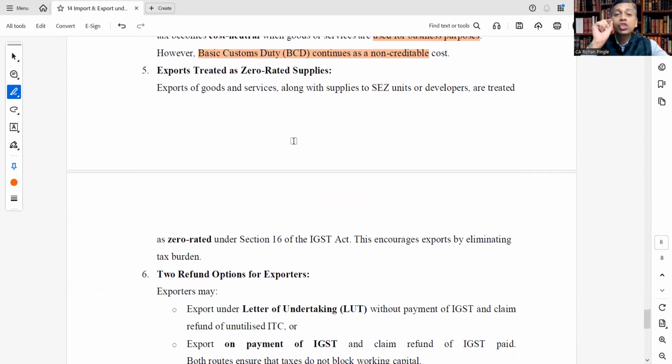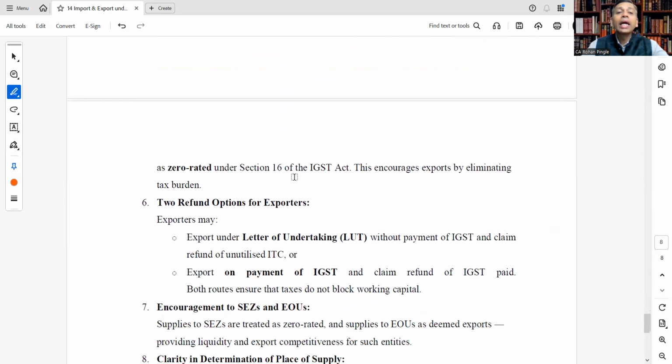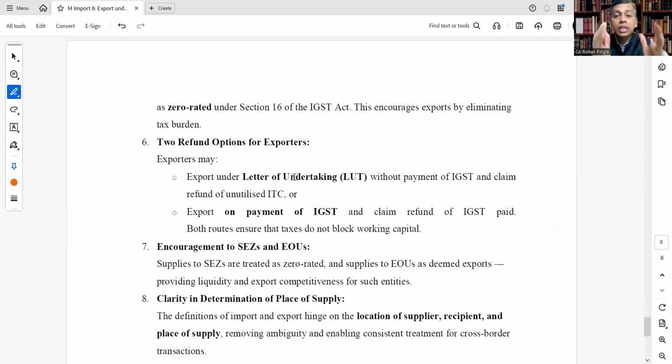Exports treated as zero rated supplies. Very important. Exports of goods and services along with supplies to SEZ units or developers are treated as zero rated under Section 16 of the IGST Act. This encourages what? Exports, by eliminating the tax burden. Very important for the exporters.